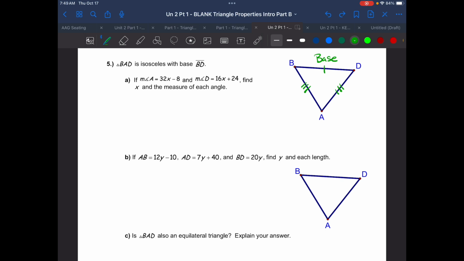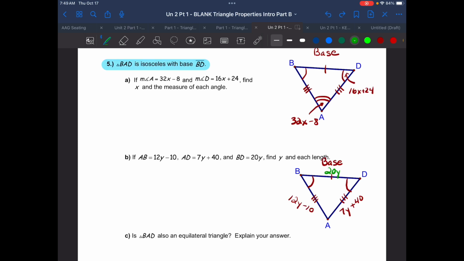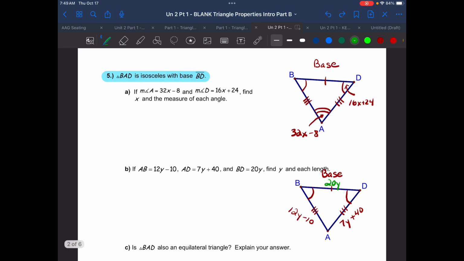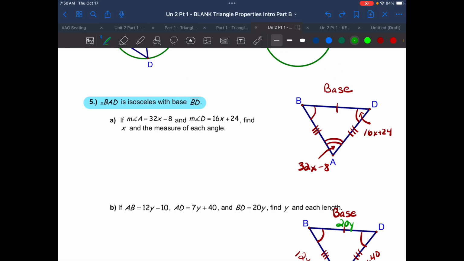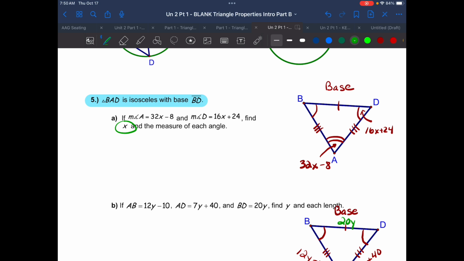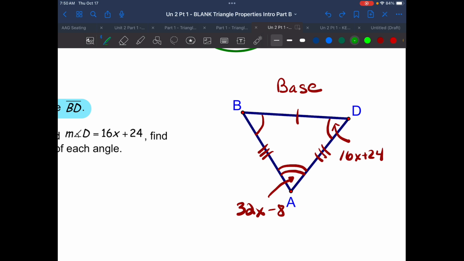So what I'd like you to do is just take your time here, all right? Maybe you might have to hit the pause button, okay? But I'd like you to go ahead and label each diagram with everything you see here. Once you label everything you see here, let's go try to tackle part A. So A asks us to find x, so we're going to solve for x, and then the measure of each angle.